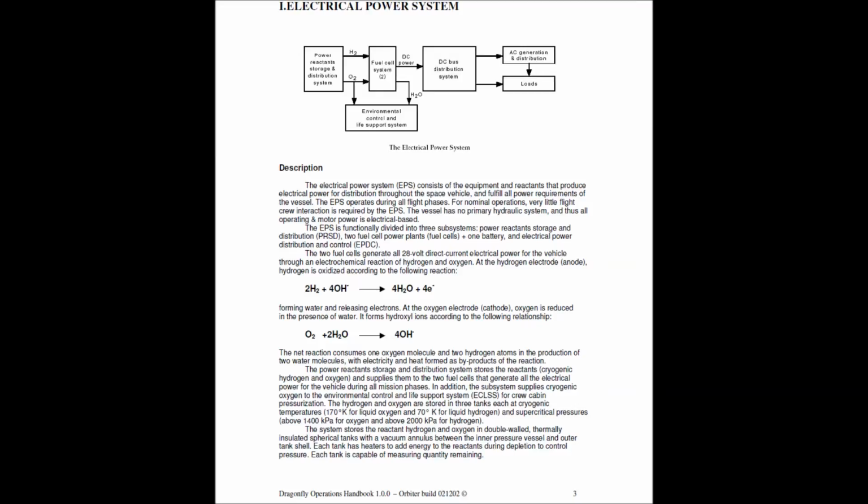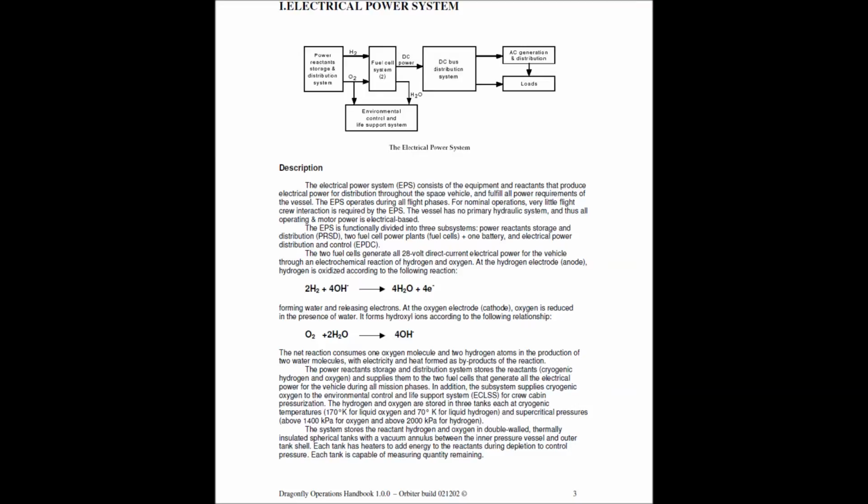At the oxygen electrode, or cathode, oxygen is reduced in the presence of water. It forms hydroxyl ions according to the following relationship: O2 plus 2H2O plus 4e- turns into 4OH-. The net reaction consumes one oxygen molecule and two hydrogen molecules in the production of two water molecules, with electricity and heat formed as a byproduct of the reaction.